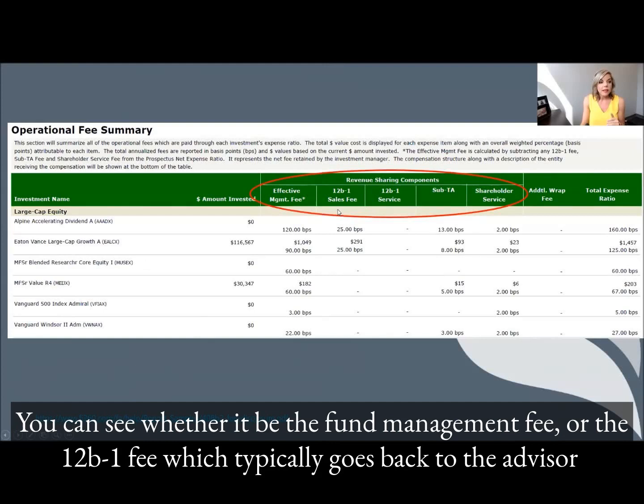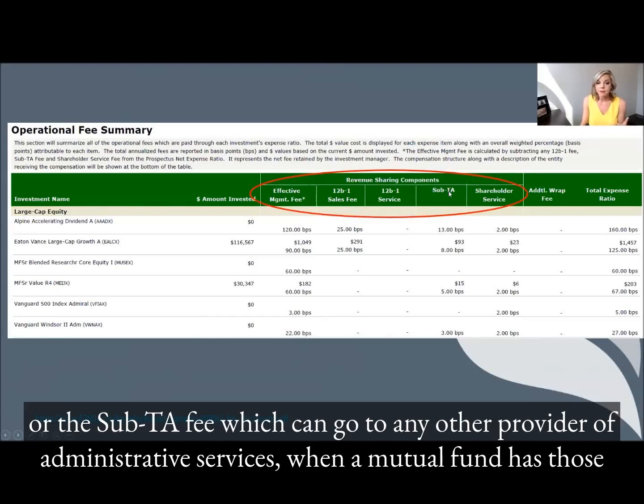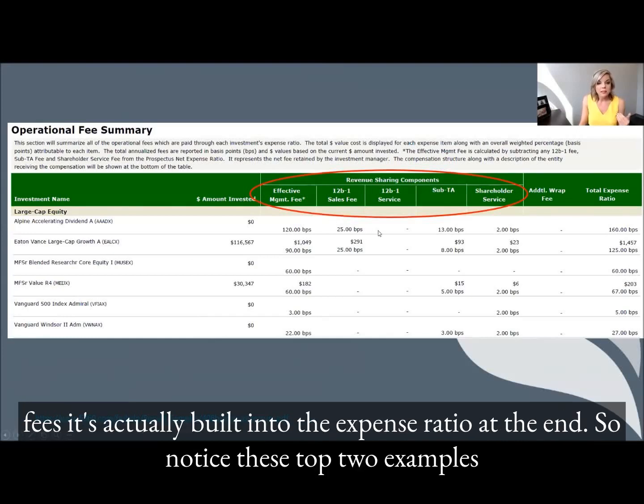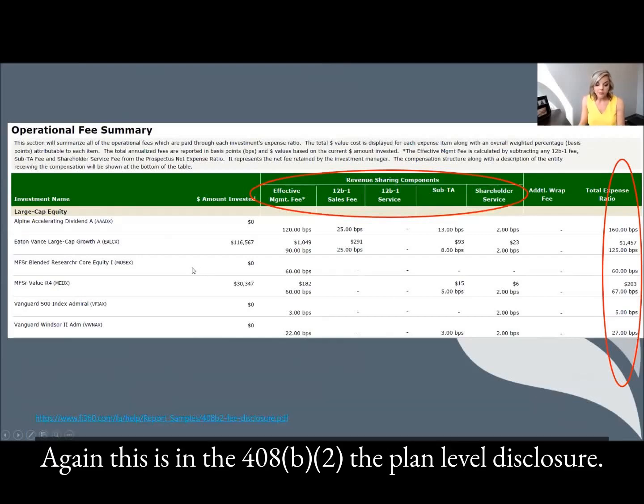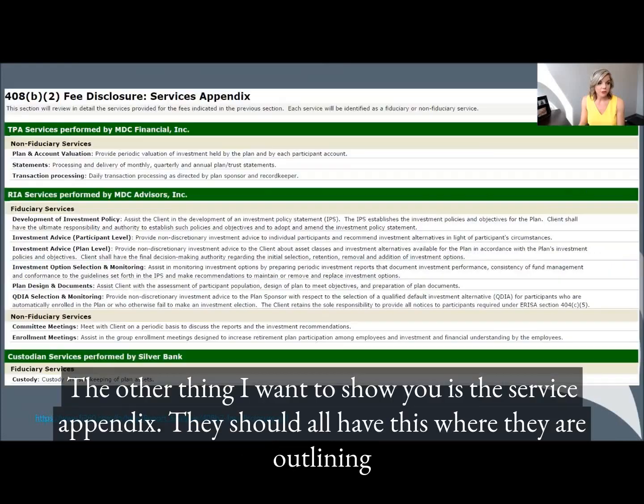So you can see whether it be the fund management fee or the 12b-1 fee, which typically goes back to the advisor, or a sub-TA fee, which can go to any other provider of administrative services. When a mutual fund has those fees, it's actually built into the expense ratio at the end. So notice these top two examples have it built into their expense ratio, but the ones at the bottom don't. So again, this is in the 408(b)(2), the plan level disclosure.